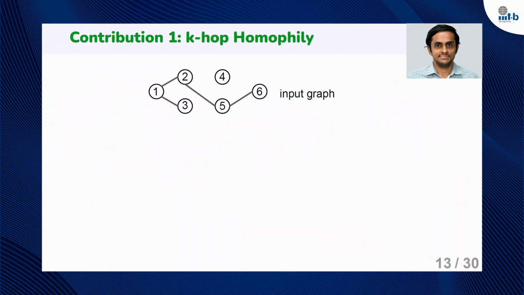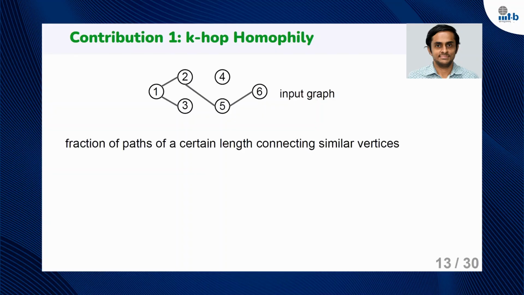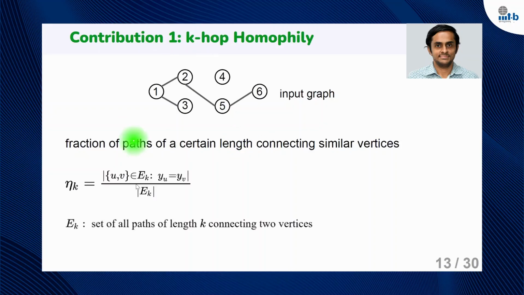Okay, so let's come to contribution 1. Contribution 1 is the proposal of a metric called K-hop homophily. In plain English, this is the fraction of paths of a certain length connecting similar vertices. Homophily is two nodes having the same properties, so we extend the idea to multiple hops. K is an arbitrary number. This is essentially the fraction of paths of a certain length connecting 2 vertices of the same label. This is the mathematical definition of K-hop homophily.